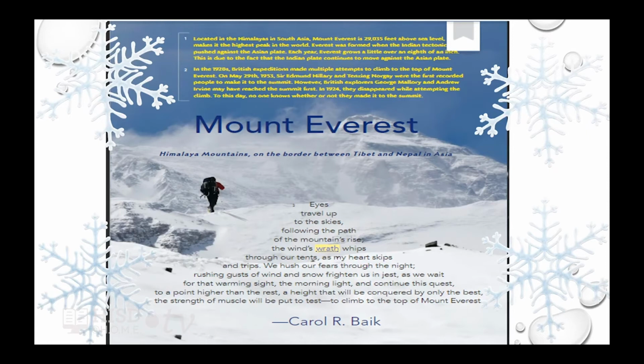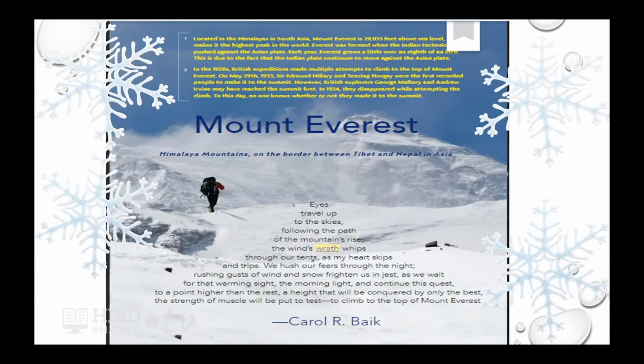In the 1920s, British expeditions made multiple attempts to climb to the top of Mount Everest. On May 29, 1953, Sir Edmund Hillary and Tenzing Norgay were the first recorded people to make it to the summit. However, British explorers George Mallory and Andrew Irvine may have reached the summit first. In 1924, they disappeared while attempting the climb. To this day, no one knows whether or not they made it to the summit. Now, here's our poem about Mount Everest.